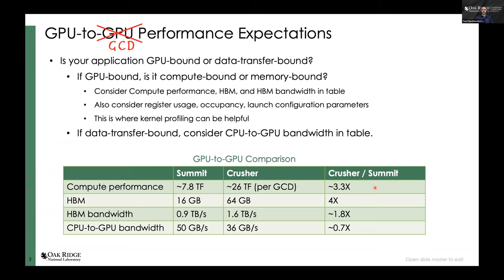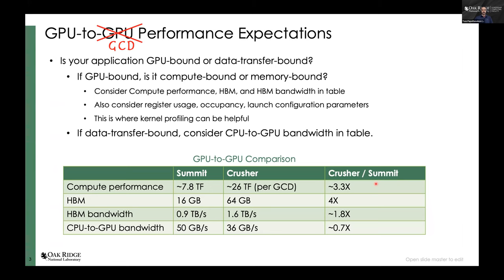You need to look at your own application and decide, am I GPU bound or am I data transfer bound? If you're GPU bound, in this case we're talking about the kernels, so your code is dominated by the kernels that are running. And if you are GPU bound, are you compute bound or memory bound? If you're compute bound, then maybe you can look at this first row here to think, okay, roughly what I should get is about a 3 times speedup.